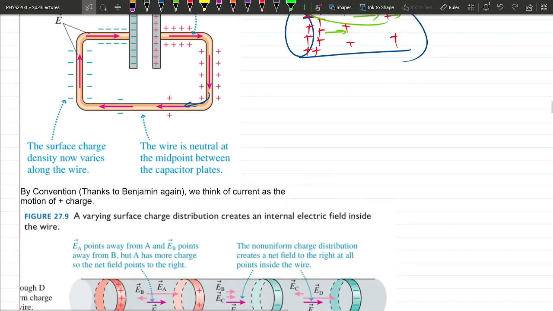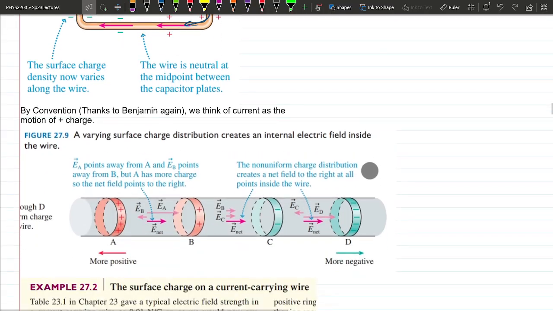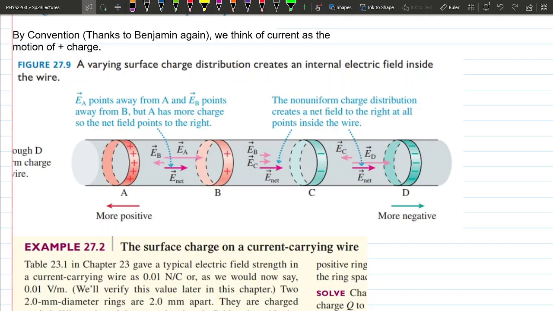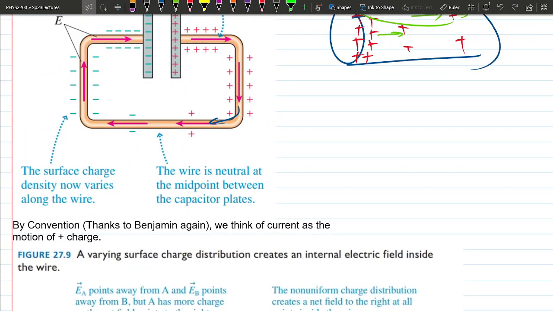But that's how you establish a current in a conductor, okay? So what we're going to do is look at this idea where the charges are still residing on the surface of the conductor, okay? Remember looking up here? They're still on the surface.